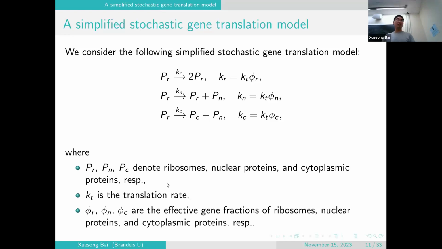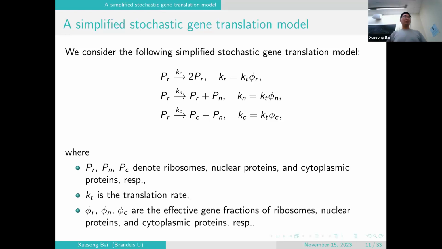PR is the ribosomes, PN is the nuclear proteins, PC is the cytoplasmic proteins, and this number KT is the translation rate. And these phi's are the effective gene fractions of these three kinds of proteins. So here we are, like the previous model, assuming that the translation rate for each of these proteins is proportional to their gene fractions. Questions? Okay.